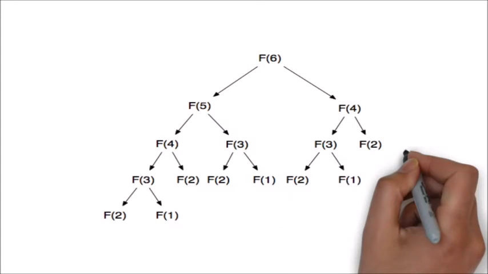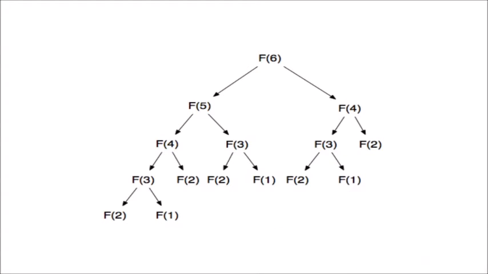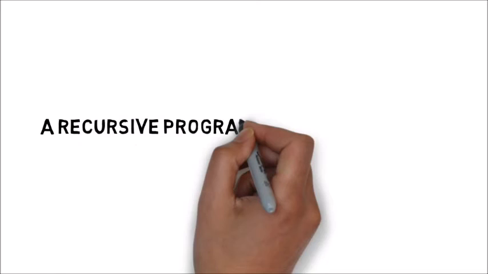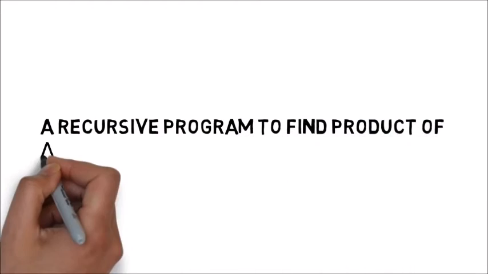Here is an example to generate the sixth term, that is F6, which calls F5 and F4, and then F5 and F4 call their previous two terms. And our base case is if n is equal to or less than 2, return 1, and the value is returned backwards. Here's the next program to multiply two numbers using the recursive technique.